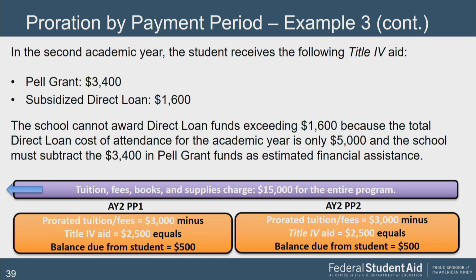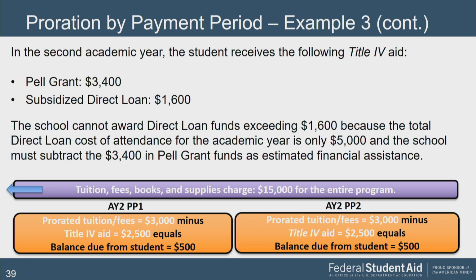The school cannot award direct loan funds exceeding $1,600 because the total direct loan cost of attendance for the academic year is only $5,000. The school must subtract the $3,400 in Pell funds as estimated financial assistance. So we have tuition, fees, books and supplies of $15,000 for the entire program. And let's take a look at award year 2, payment period 1. We have prorated tuition and fees of $3,000 minus total Title IV aid of $2,500.